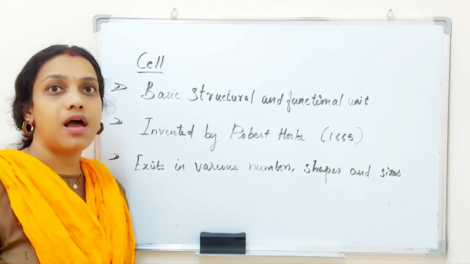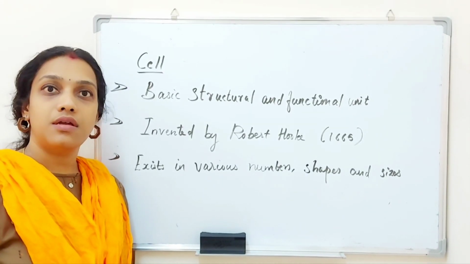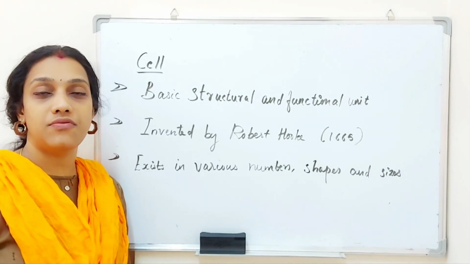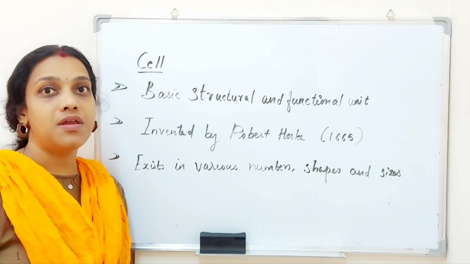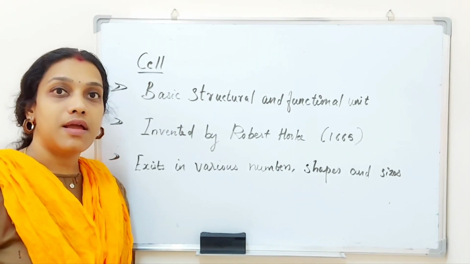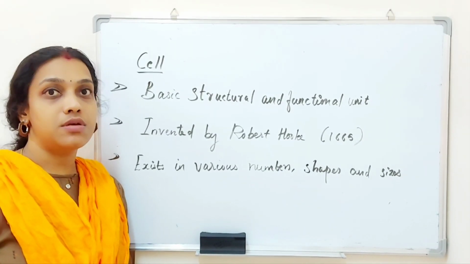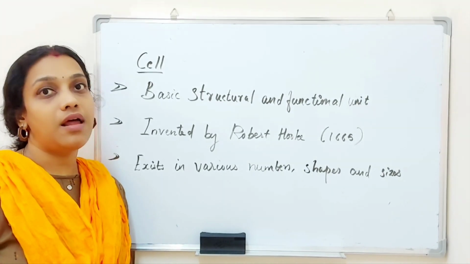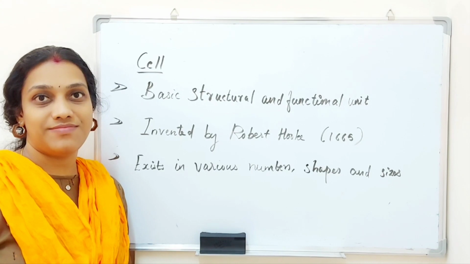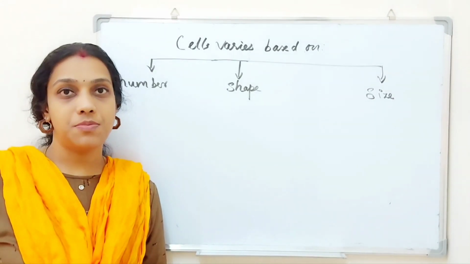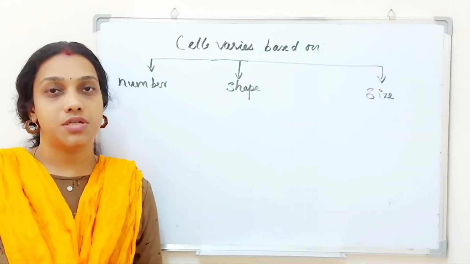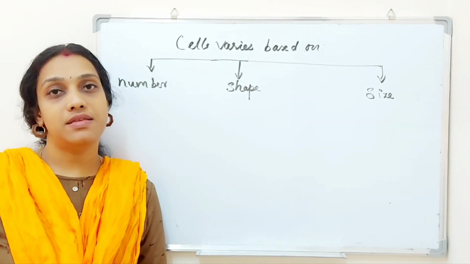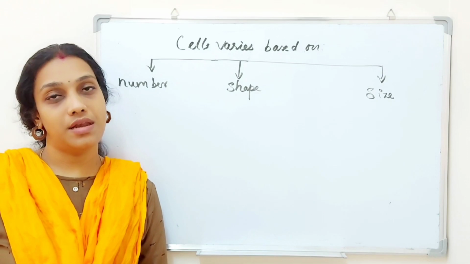Now my question is, how does a cell look? Are all the cells alike, or is there any difference between different cells that we have to study? Actually, cells exist in different forms. They may vary in their size, in their shape, and also in their number, that we will see in detail. There are different types of cells based on their number, shapes and size. We can see each one. First of all, we will see how the cell varies according to their number.